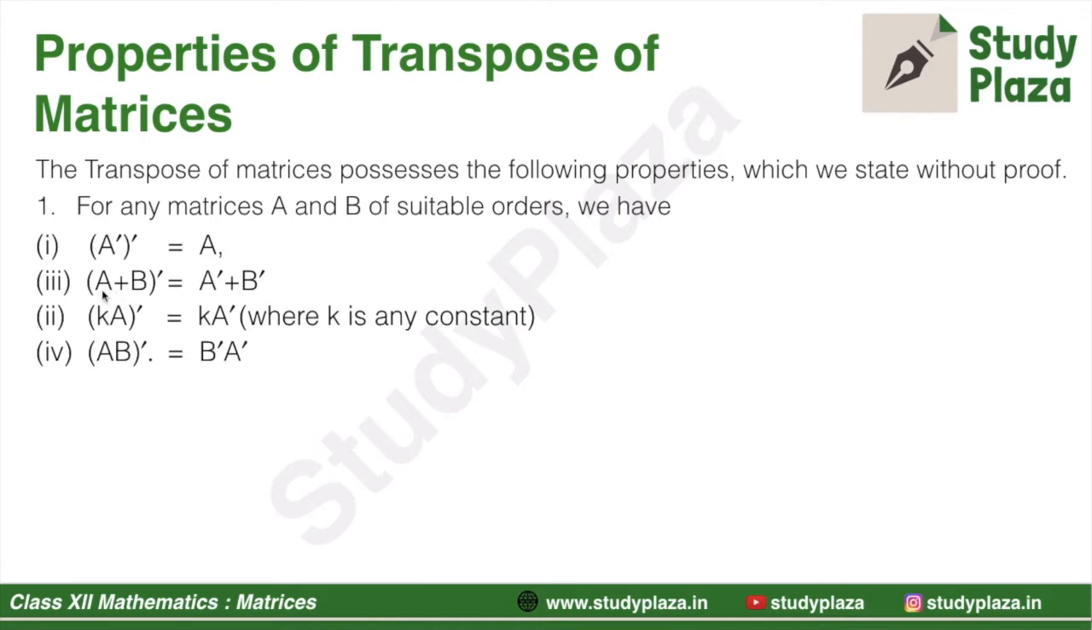Similarly, second is, if two matrices A plus B are first added and then the transpose is taken, it will be equal to the transpose of first matrix A plus transpose of second matrix B. Similarly, if K is multiplied with matrix A and then we take the transpose, it will be equal to K into transpose of matrix A. And the last property is the product of A and B, product of two matrices, and its transpose will be equal to the product of B transpose and A transpose. Hope you have understood these properties nicely. We will use these properties in different questions in the further slides.